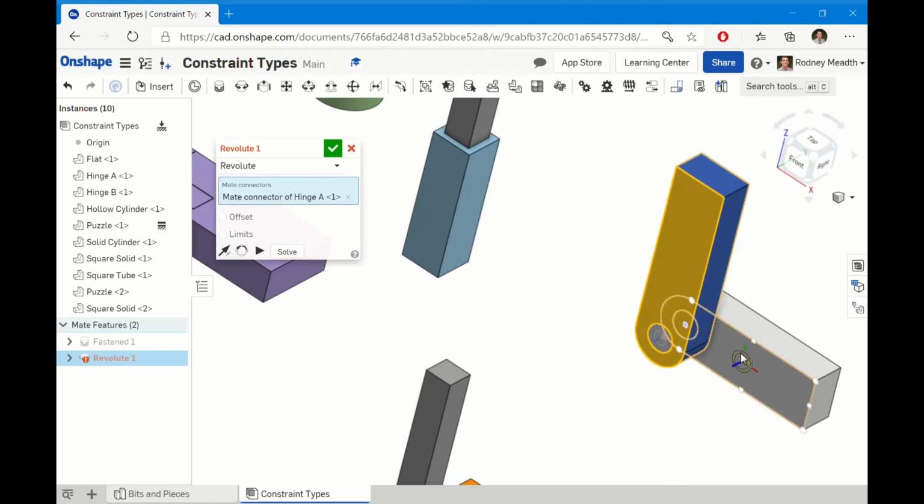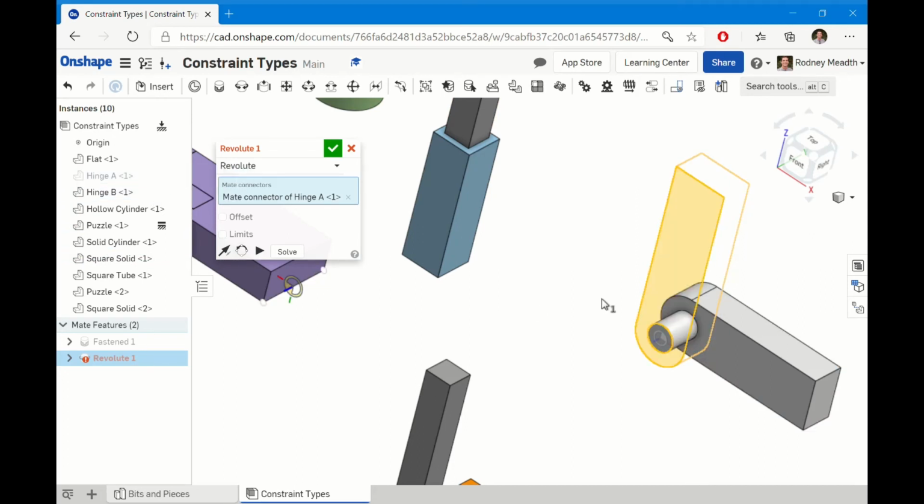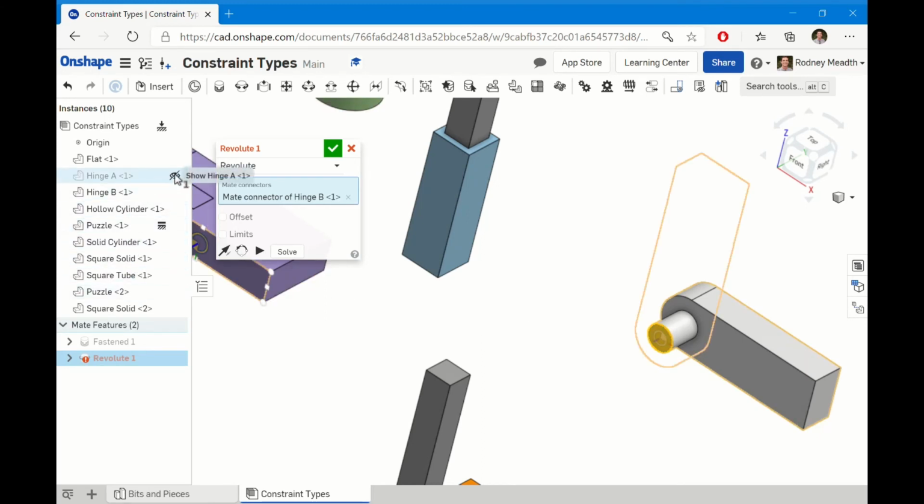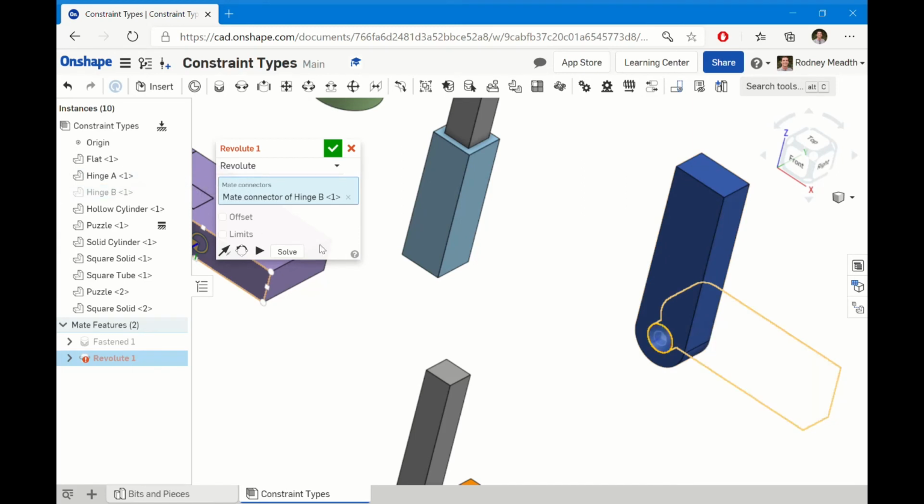I don't know if that's... well, I think what I'll do is I'll temporarily hide that part that I already selected. So there we go. I think that's going to work. Nope. No. Okay, let's do it this way. I'll pick that one first. And then we'll hide that.